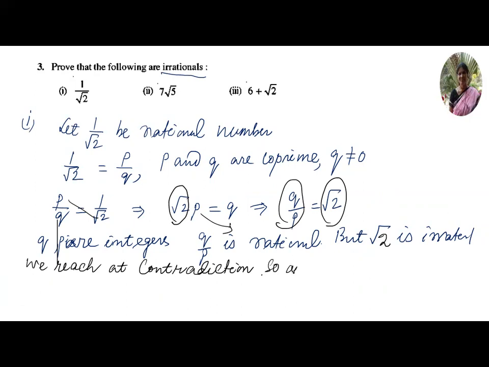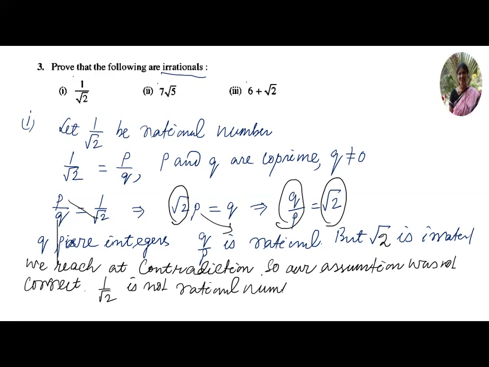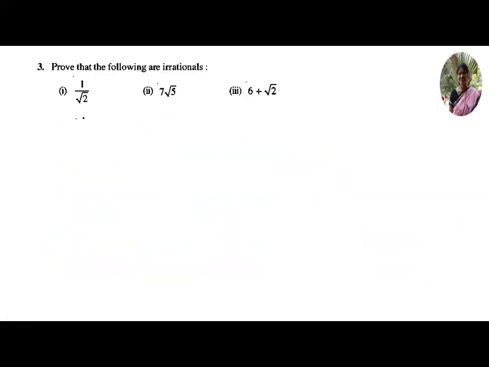So our assumption was not correct. That means 1 by root 2 is not a rational number. 1 by root 2 is an irrational number. Second part, 7 root 5. Let 7 root 5 be a rational number.